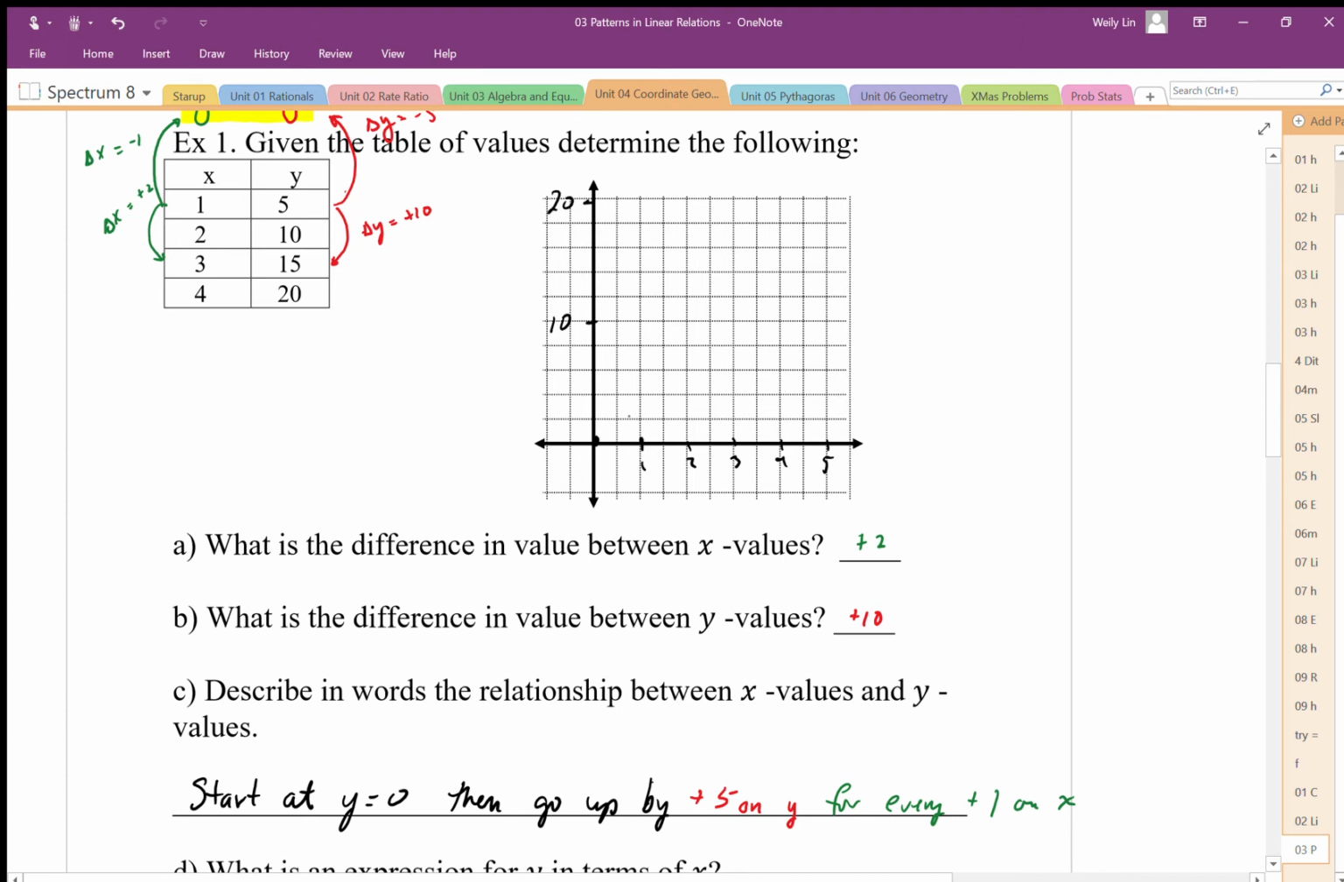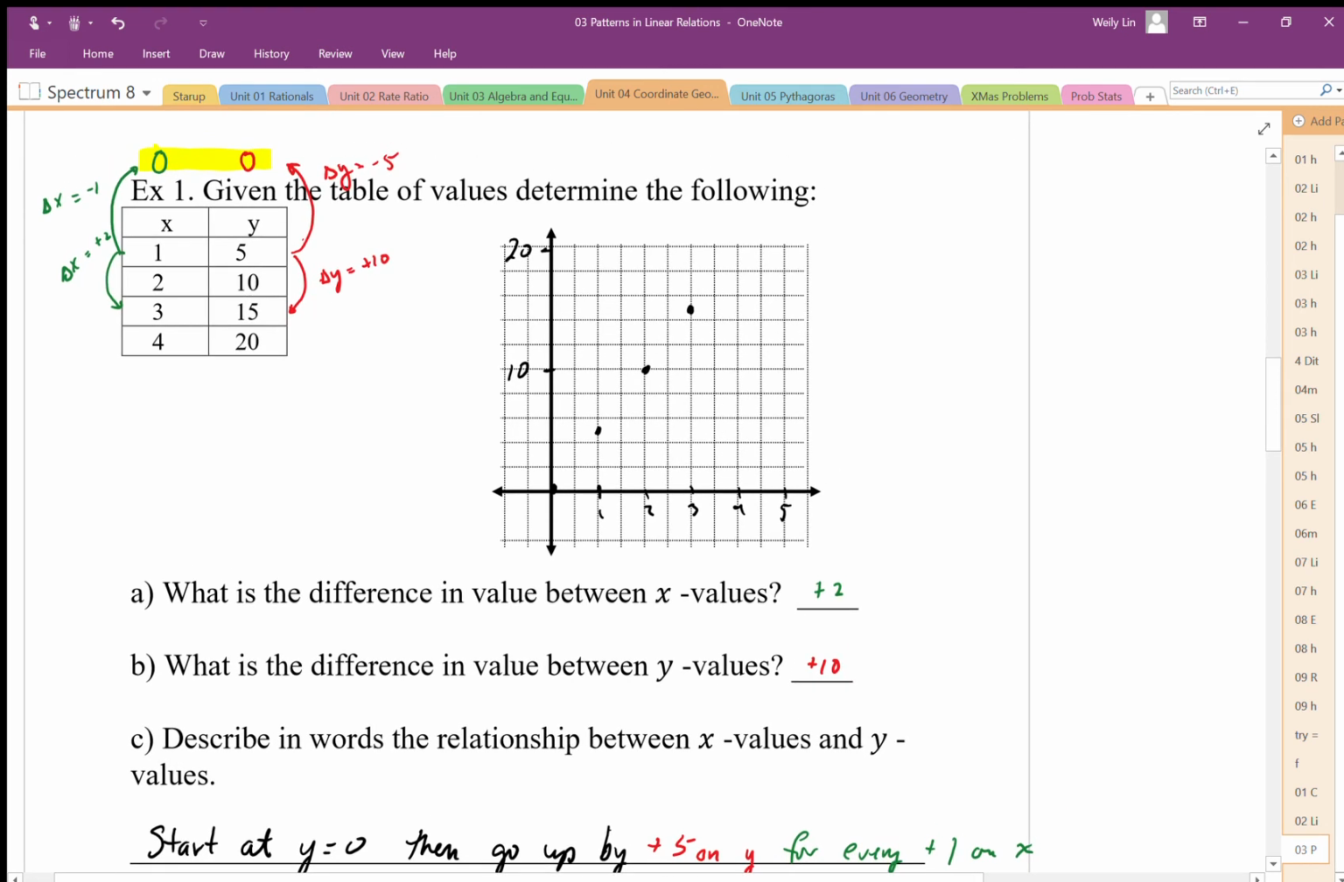And we're going to start at 0, 0. We're going to go to 1, 5, 2, 10, 3, 15. And again, notice that's tracking out a straight line. Okay, and 4 and 20. There's our straight line pattern. We can see our slope as changes in the graph. So there's our plus 5, and here's going to be our plus 1. There's our ratio of change.